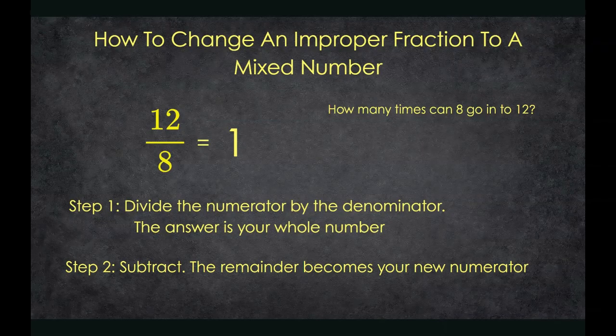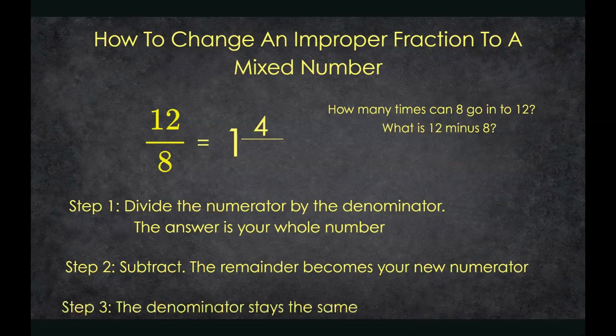I am going to subtract 12 minus the 8 because I've converted that into a whole number, and the remainder is going to become my numerator. So I think to myself, what is 12 minus 8? That is going to be 4. That becomes my numerator. And then, as always, our denominator is not going to change. So in step 3, the denominator stays the same. We're going to be in 8s, so I'm going to put an 8 underneath. So 12/8 becomes 1 and 4/8. These two fractions are equivalent, or the same value.